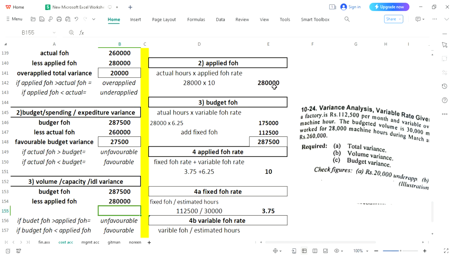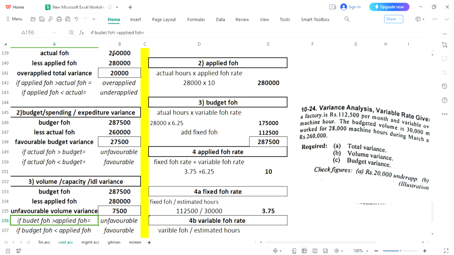It's time to calculate volume variance, which would be the difference between budget and applied. Your budget was 287,500 and you need to subtract 280,000, which was your applied FH. Difference has been calculated. Variance arrived. It's time to conclude. How will you conclude? Focus upon budget FH, which was 287. Budget is more. Whenever you are making a budget which is more than applied, it would always be unfavorable. So you are writing unfavorable volume variance over here.